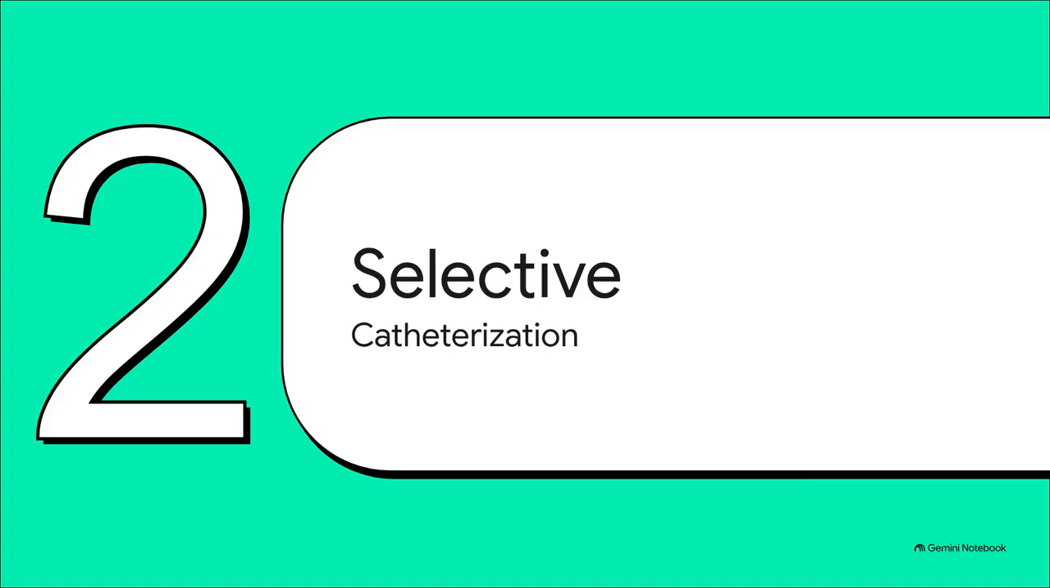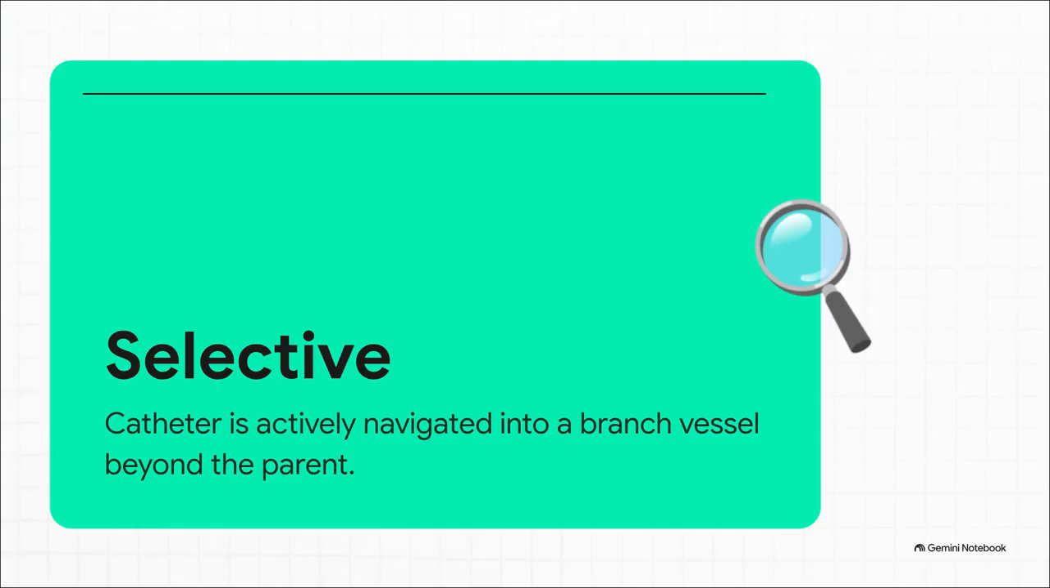Okay, moving right along to section 2, selective catheterization. Now, for selective catheterization, we're doing exactly what the name implies, right? We are actively selecting a specific path. We're steering that catheter right off the main highway and advancing it into a branch vessel that extends beyond the parent vessel. So practically speaking, this could mean moving from the aorta into the celiac artery, the renal arteries, or the mesenteric branches, all for highly targeted diagnostic imaging or therapy.